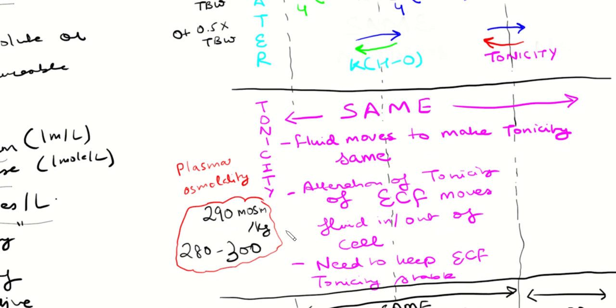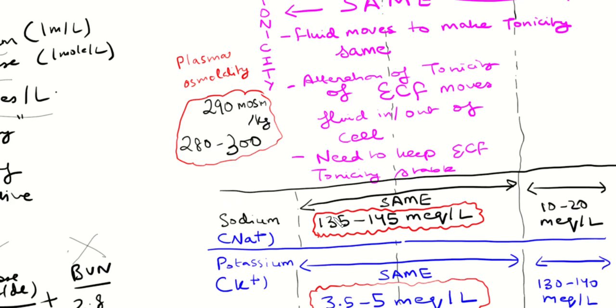Okay? What is our normal plasma osmolarity? 290 milliosmoles per kg, and it goes from 280 to 300. Okay? And the big issue is if we change the tonicity, we're going to get the fluids to go in and out of cells. Okay? And that also tells us we need the interstitium and the extracellular fluid tonicity to be stable for the cells to have a stable hydration status.